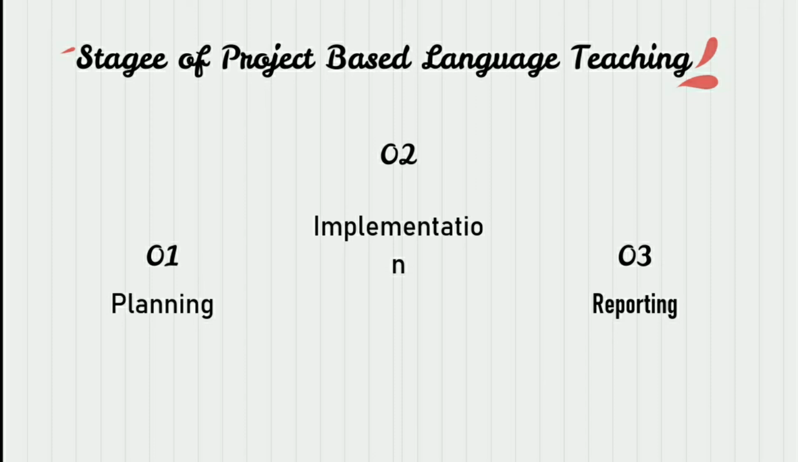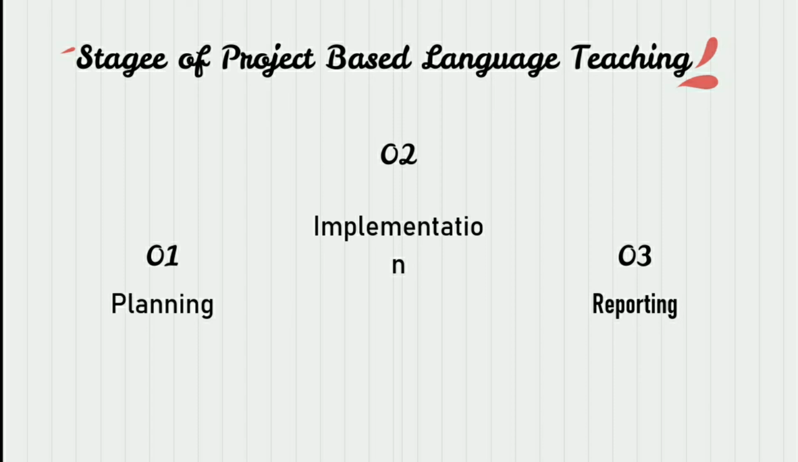Here, the stages of project-based learning. The stages of project-based learning for language learning majorly consist of three main stages, namely planning, implementation, and reporting. Furthermore, the three main stages of project-based learning result in each learning activity as follows. A. Planning.